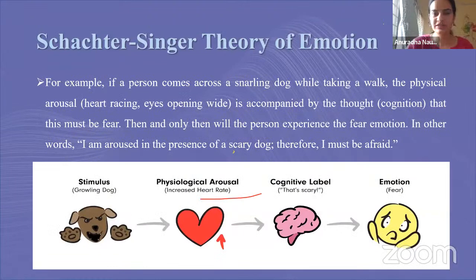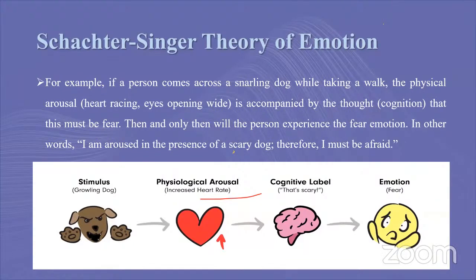See, Schachter-Singer theory is a two-factor theory. James Lange theory only talks about stimulus, physiological response, and then the emotion. What Schachter-Singer have included is cognitive labeling of the emotion. So this is a two-factor theory. There are two things involved, and that was just a one-factor theory, although they did not name it so, but we can say it for our convenience. So James theory is one factor theory. They did not name it.